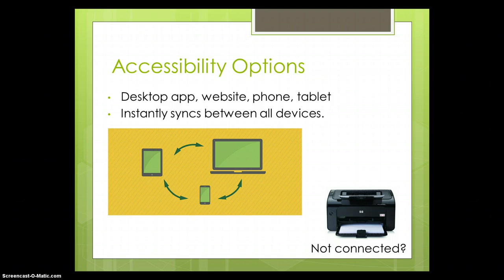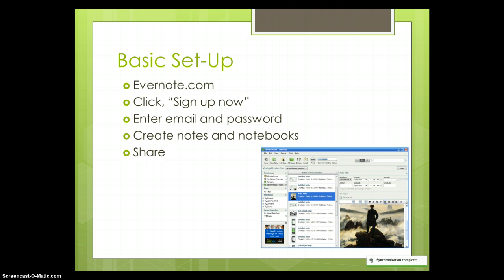There are many different accessibility options. One is on the website evernote.com. You can also download a desktop app, which I'll show you later. You can download the app on your phone or on the tablet. The nice thing is that anything that you do on any of those options will instantly sync between all devices. For people who are not connected to the internet, they can print off reports and send them to you.